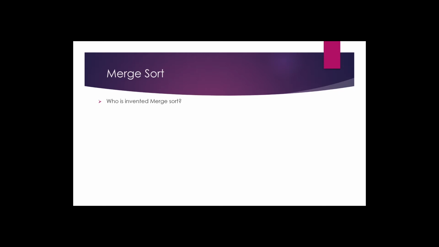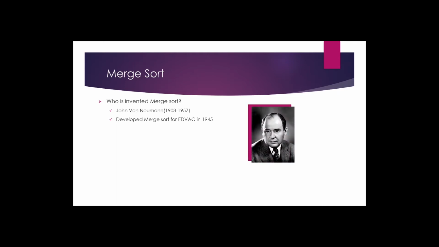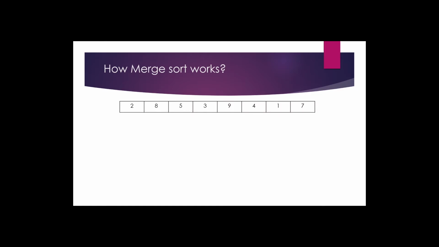Who invented merge sort? The one that invented merge sort is John von Neumann. He developed merge sort for EDVAC in 1945. A detailed description and analysis of bottom-up merge sort appeared in a report by Goldstine and John von Neumann as early as 1948. So how does merge sort work?